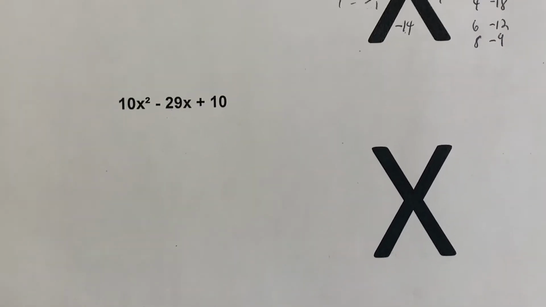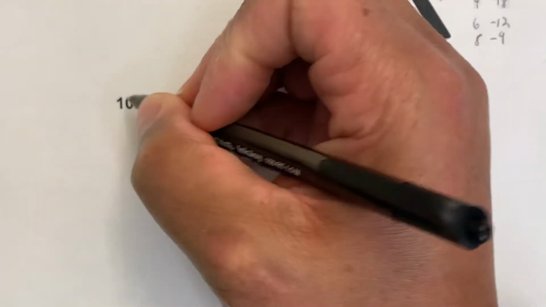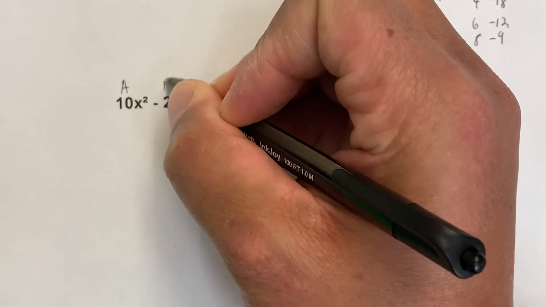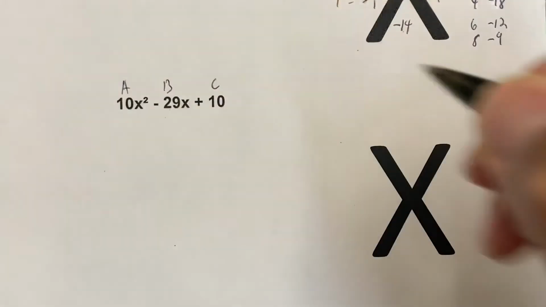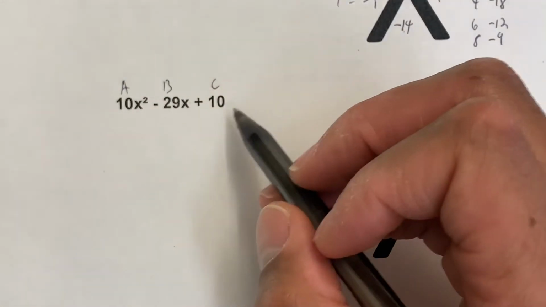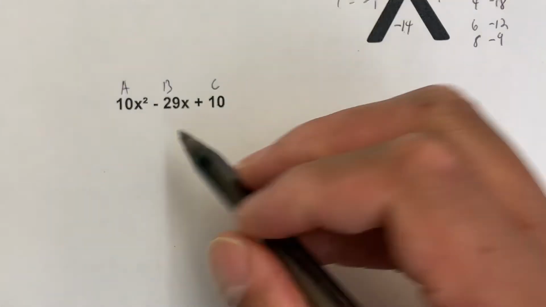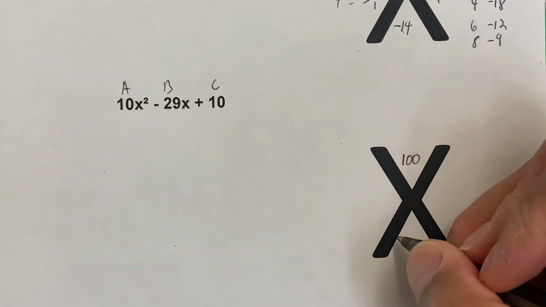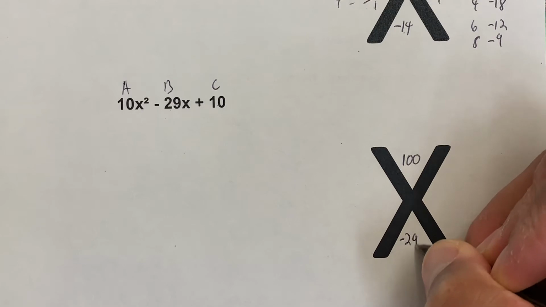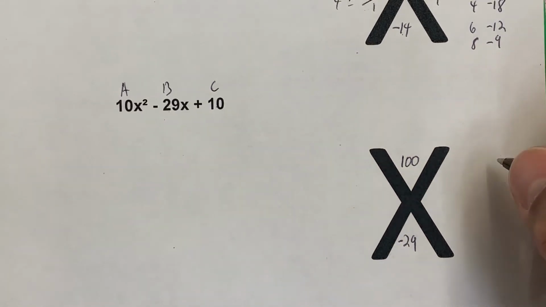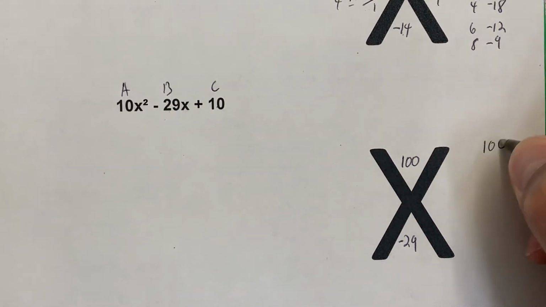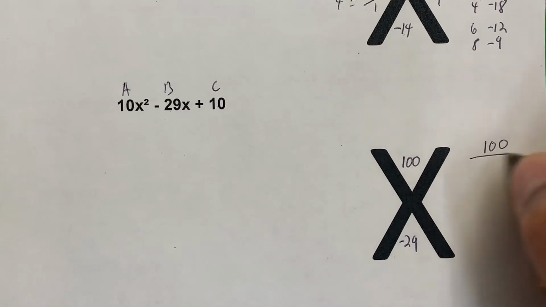10x squared minus 29x plus 10. Again, A is 10, B is negative 29, C is positive 10. A times C is 100. That's a fun one. And B, down here on the bottom, is negative 29. So now I need factors of 100 that add up to negative 29.